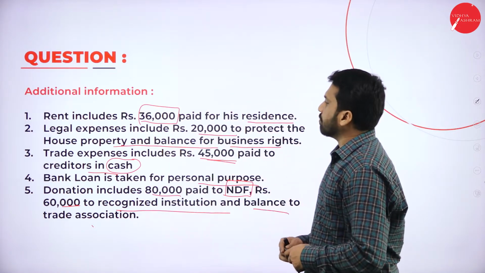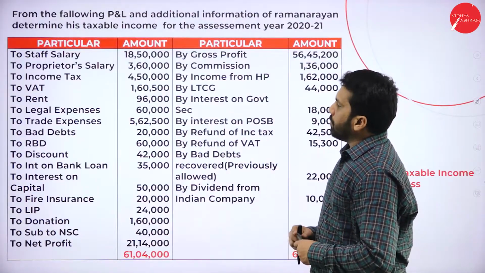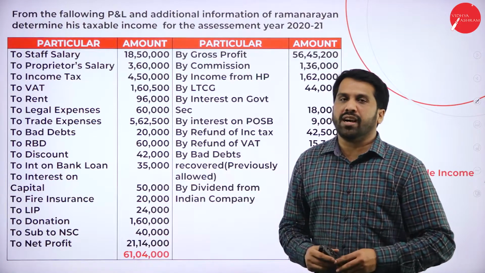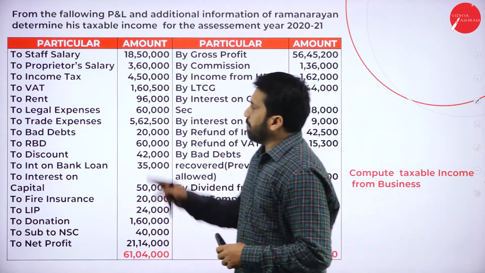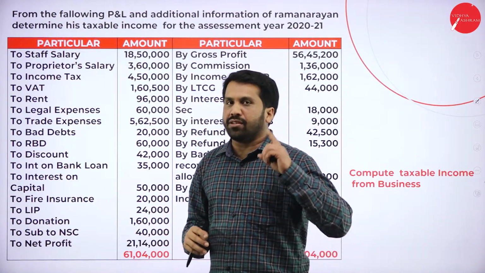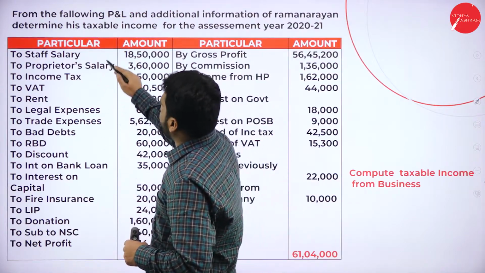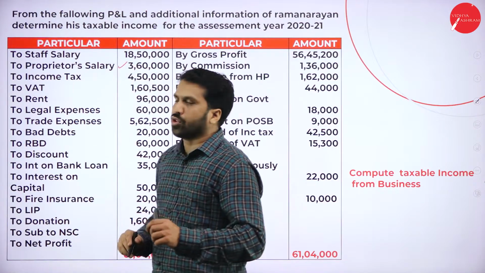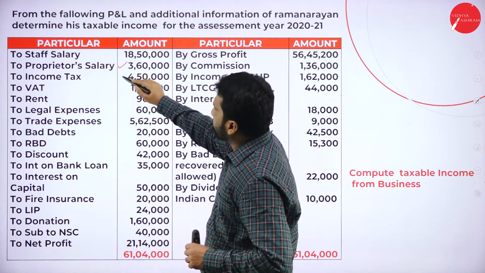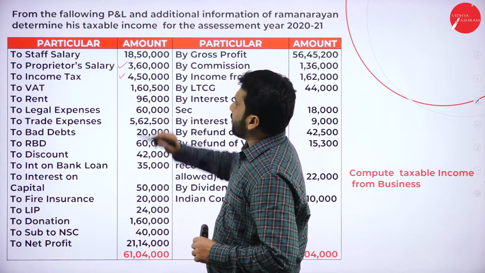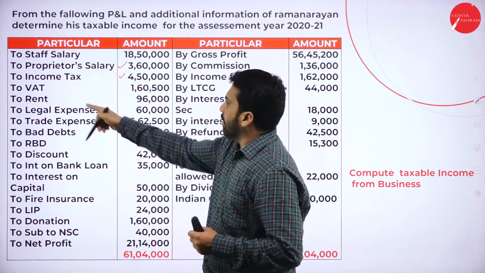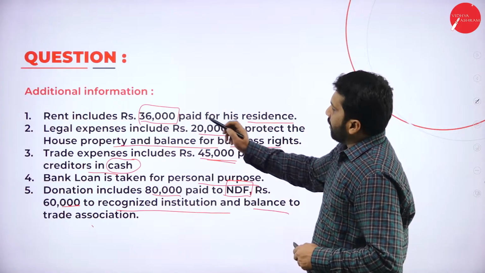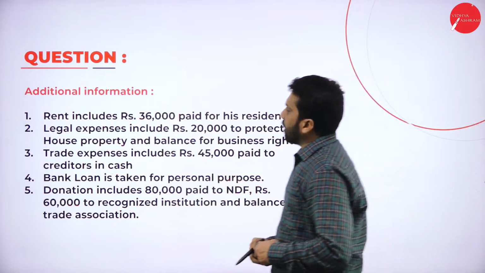Yes. Now, out of this, we are supposed to find out which are business related and which are disallowed. I'll mention here only, I don't do any calculation there. Staff salary is part of your profession, proprietor salary you should take. Income tax you should take. VAT, it is a part of your salary. Rent, how much we should take? Rent, we should take 36,000.